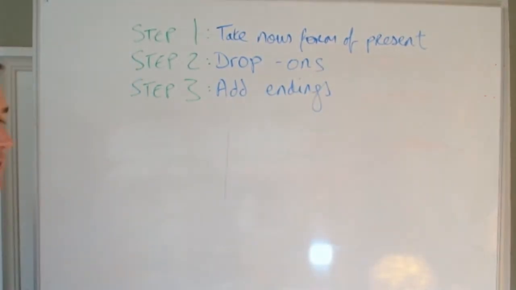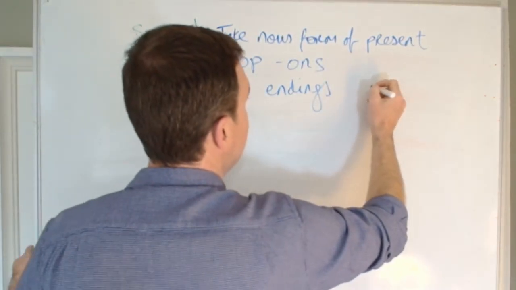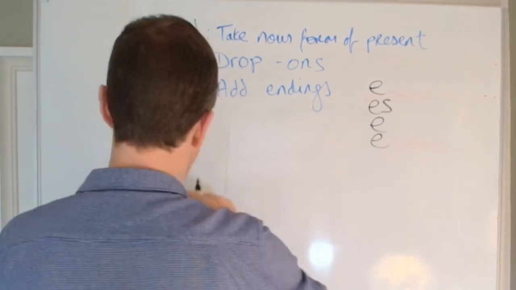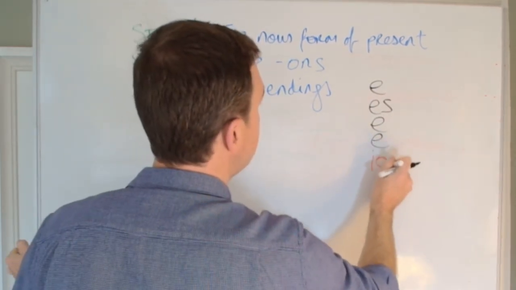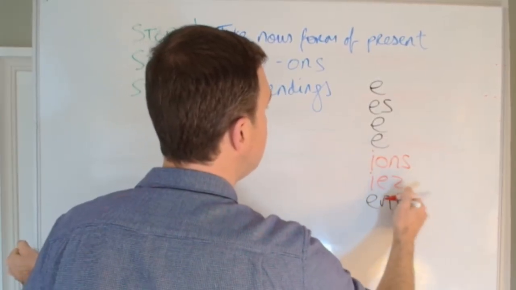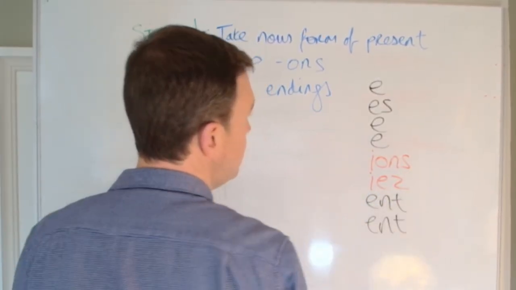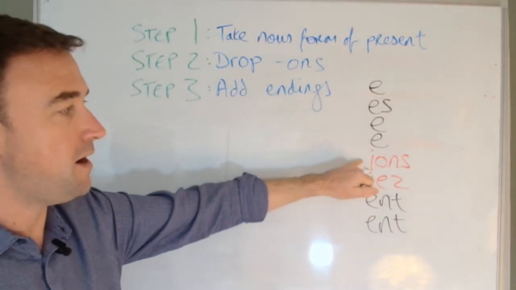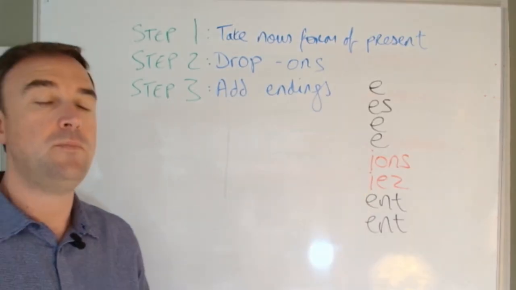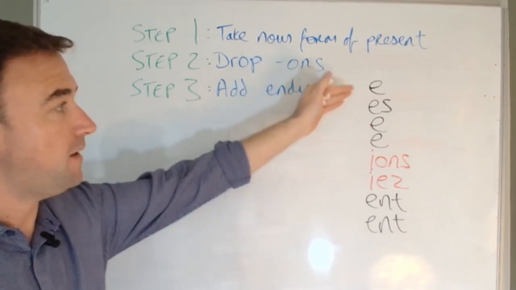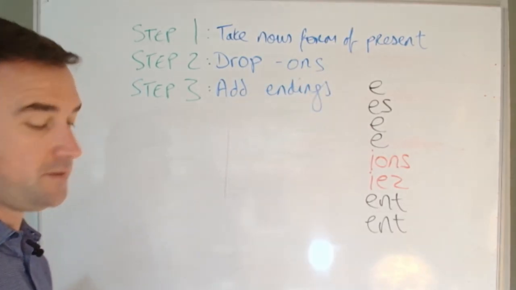Now, our endings for the subjunctive couldn't be easier. We take e, es, e, then we have ions, iez, and then we're back to ent. When you think of regular ER verbs, those are your endings. The only odd ones there are the nous and the vous form, which are more similar to the imperfect endings. So it's like the imparfait, except with ER endings for most of the verbs.